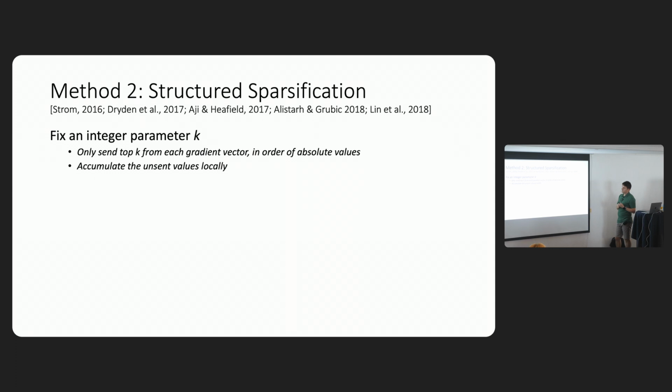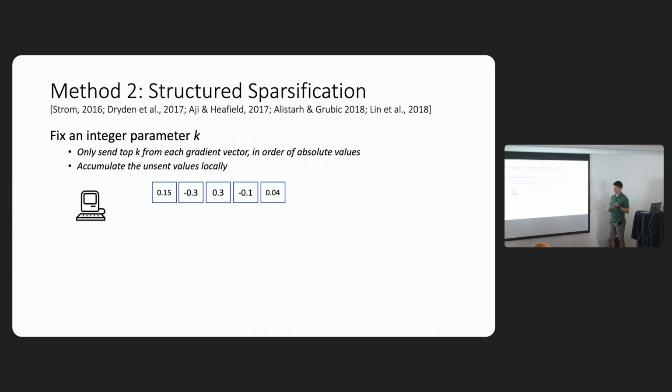So here's how it works. We fix an integer parameter k, and we only want to send the top k components of each gradient vector, ordered by the absolute values of these components. And then the critical step is that we will not throw out the values that we don't send. We will accumulate them locally in a memory vector and add them into the next gradient. Okay, so how does this actually work?